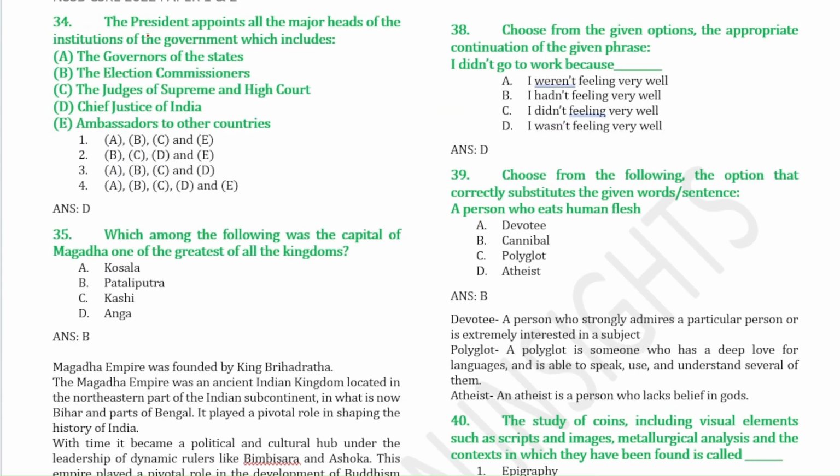Question number 34. The president appoints all the major heads of the institution of the government, which includes A, B, C, D, and E. The president is an important topic, so you have to know about the president, the election process, and the articles related to the president. Go through the president topic carefully.